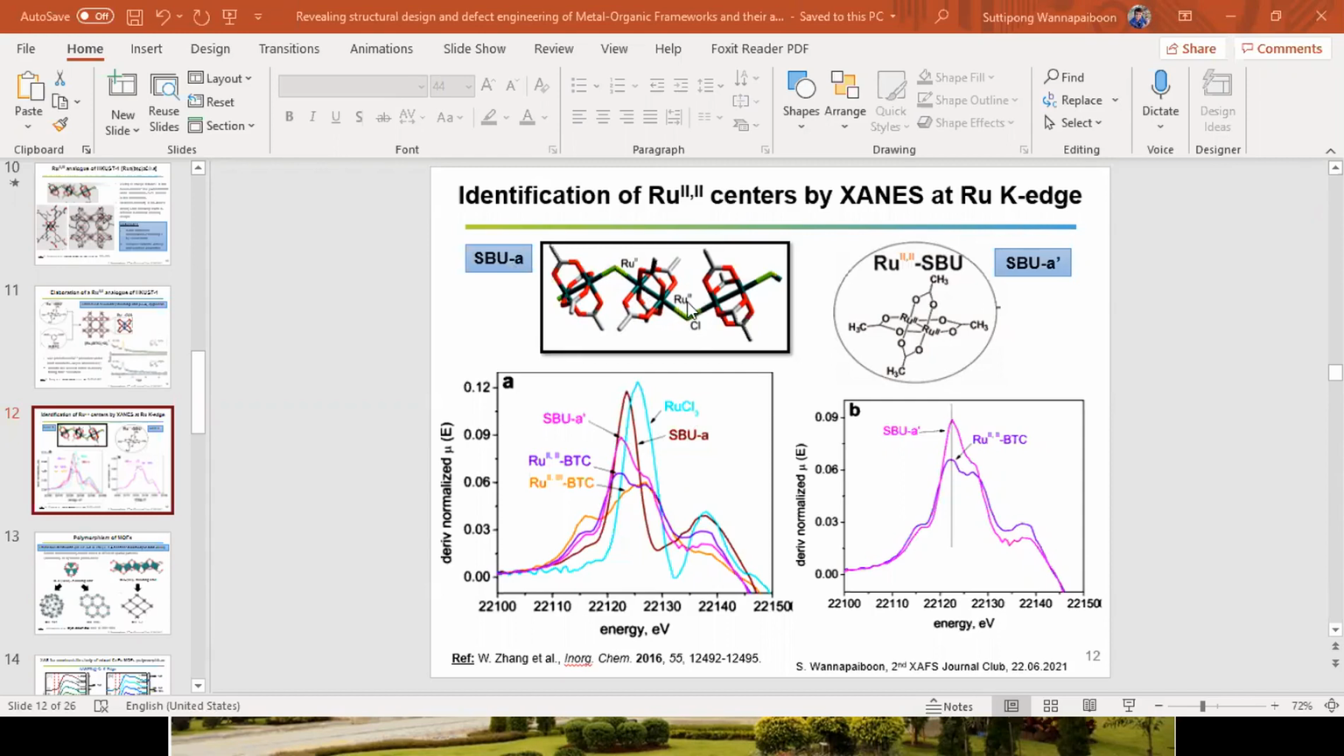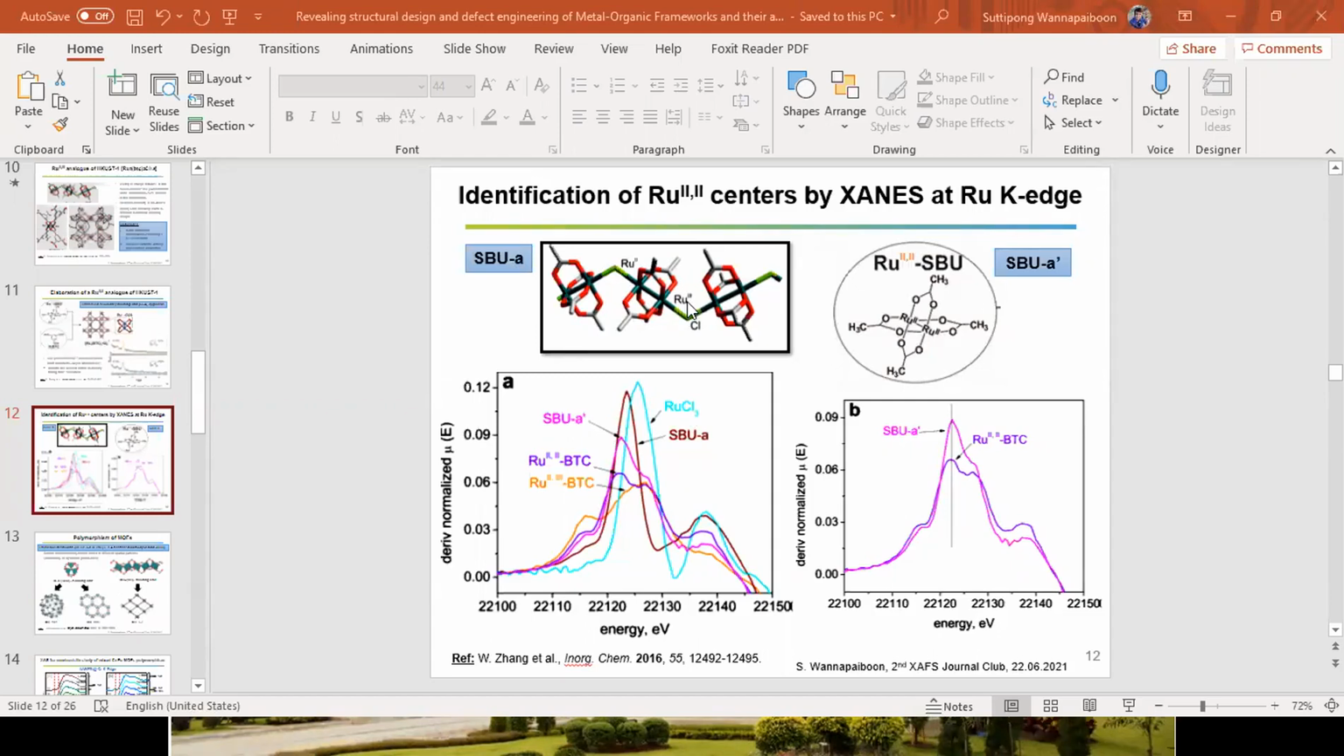I see. Can I ask why this data is not fitted, for example to see the coordination structure and the coordination number?